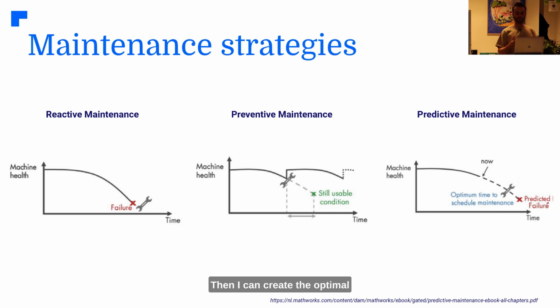Then I can create the optimal scheme to do my maintenance, and in that way you can lower the peak of effort to do the maintenance. So this is the most ideal way of doing your maintenance.